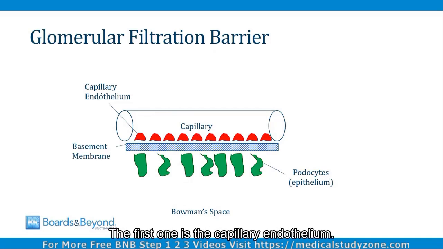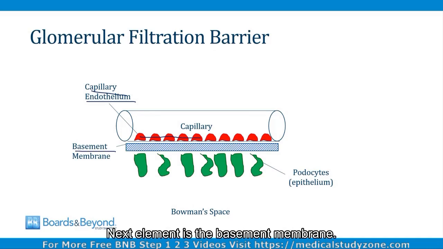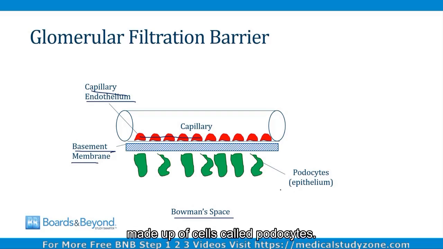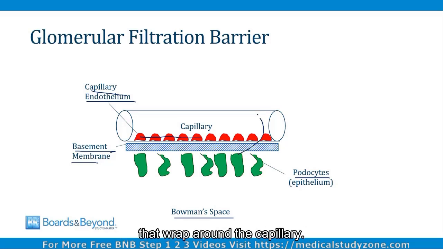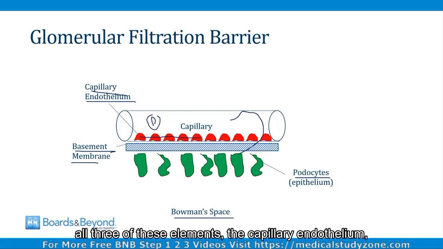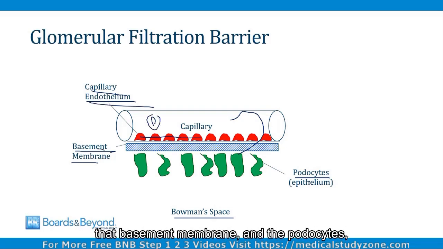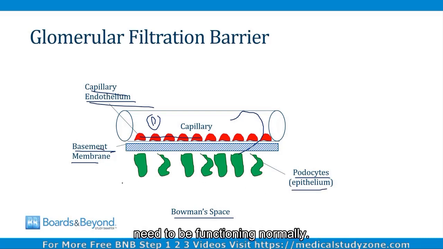There are three components to the glomerular filtration barrier. The first one is the capillary endothelium. That's shown in red here. These are cells that line the capillary. Next element is the basement membrane, and then on Bowman space there is a second epithelial layer made up of cells called podocytes. And these podocytes have little foot processes which are extensions of the cell that wrap around the capillary. And so in order to maintain the glomerular filtration barrier and keep protein in the capillary, all three of these elements, the capillary endothelium, the basement membrane, and the podocytes, need to be functioning normally.